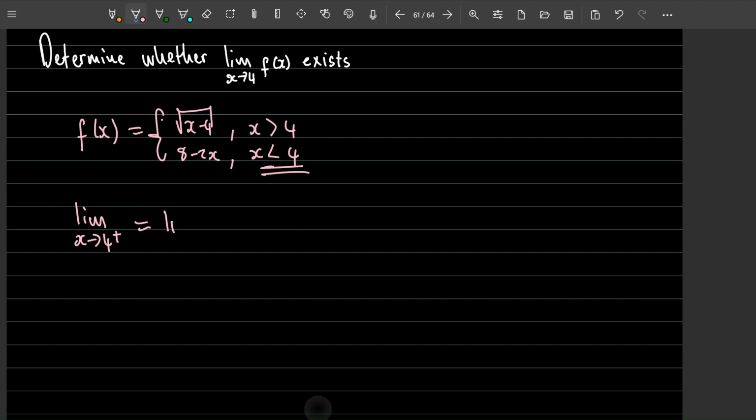Don't forget to say it's the limit of f of x. And this will be equal to the limit as x approaches 4 from the right of what your f of x is going to be. Which one are you going to use? Because we are taking x greater than 4, which is the first one, right? Because we are coming from the right.